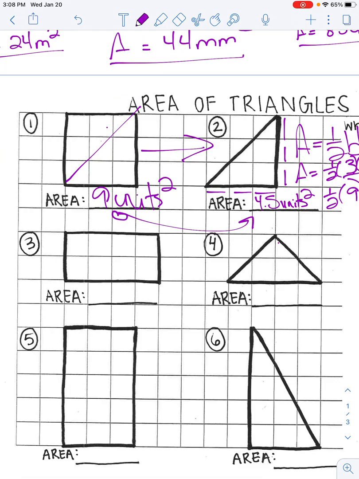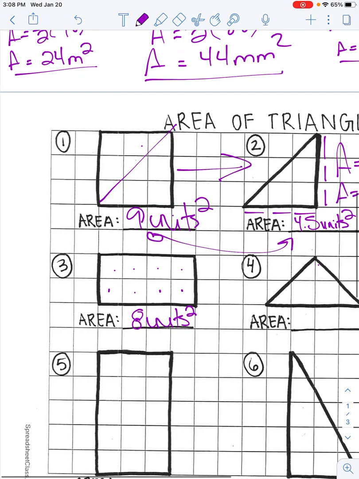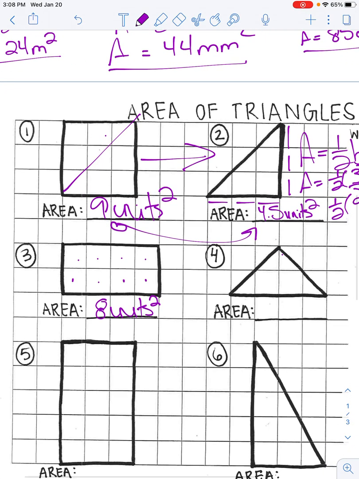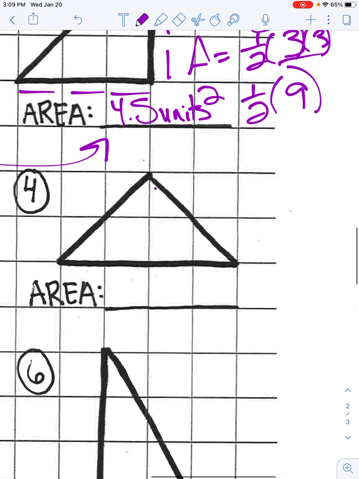Let's look at the rectangle. Area, 1, 2, 3, 4, 5, 6, 7, 8. You should be able to already imagine what half of 8 is. Okay, if we cut this rectangle in half, which, I mean, I would have done it a different way, it would have looked more like this. Either way, it still makes a triangle.